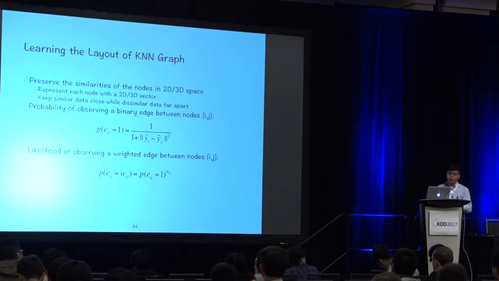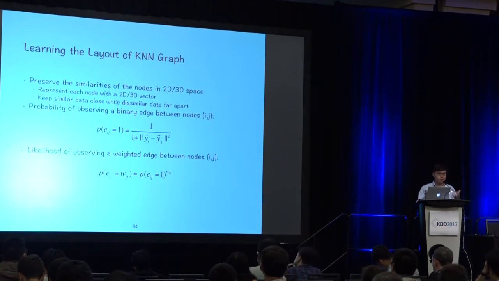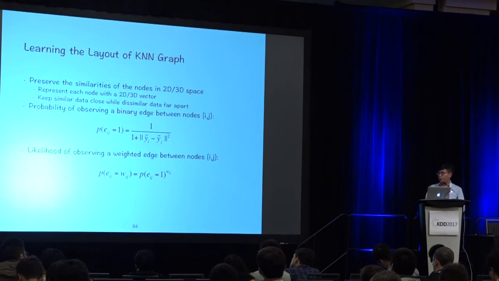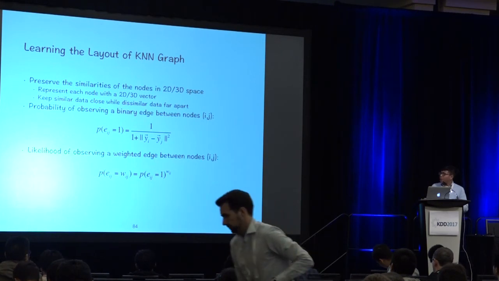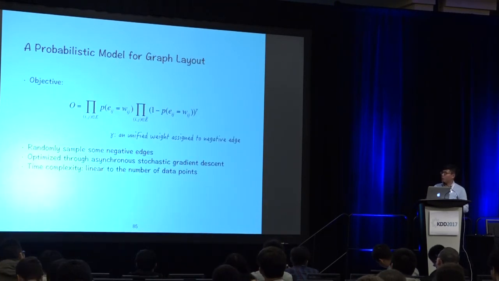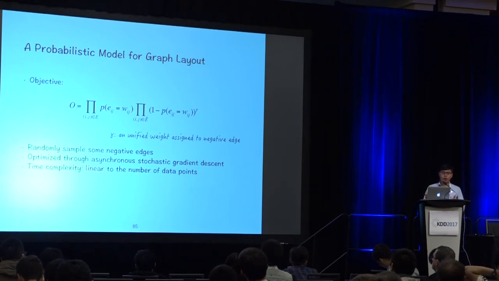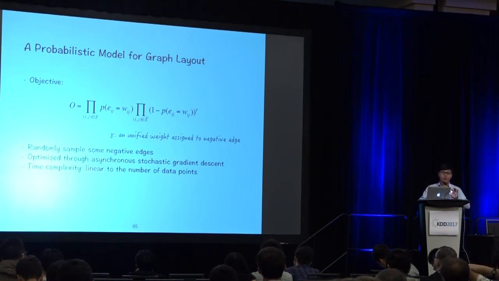Based on this definition, we can also define the probability of observing a negative edge, in other words, the probability of not having an edge between two nodes, which is 1 minus this probability, right? We can also define the probability of observing a weighted edge between the nodes, where the weight of the edge is put onto the exponent of the probability, okay? Then the overall objective function of the graph layout is to maximize the likelihood of all the observed edges, including both the positive edges and also the negative edges. The negative edges mean there doesn't exist any edge between two nodes.